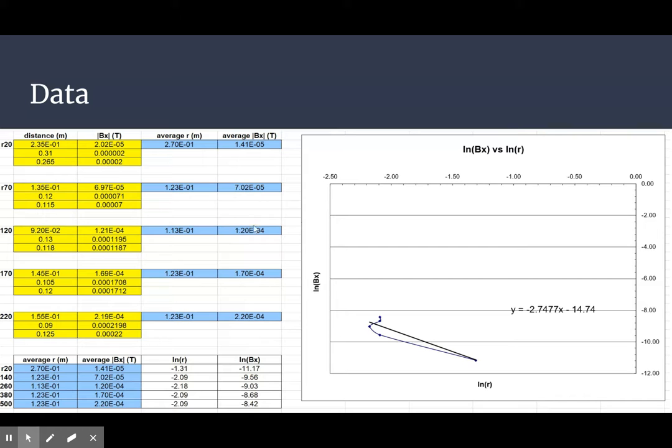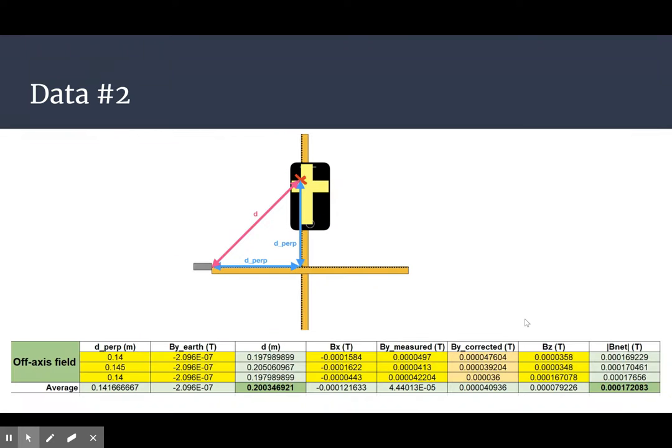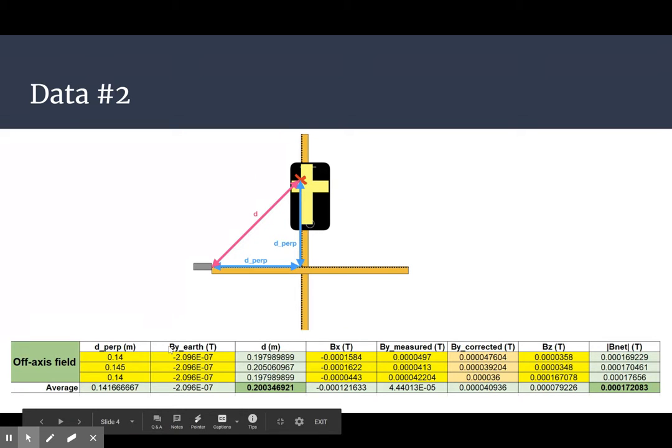Here we can find the first values of the data: the different distances and the values of B measured. And here is the slope, where I got negative 0.274. This is the value of N. The second part of the data is where we measured the value perpendicular to the axis instead of on axis. And here are the values.